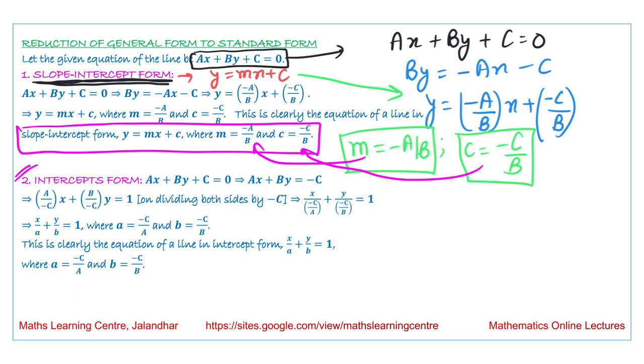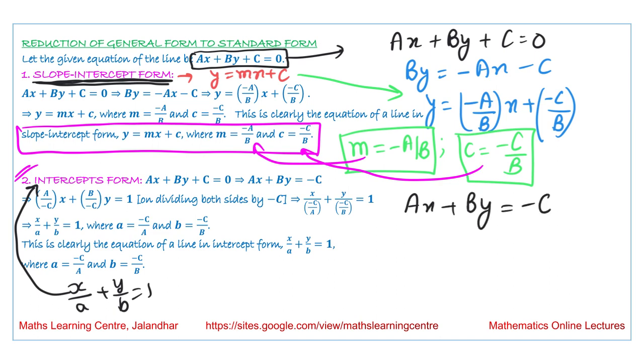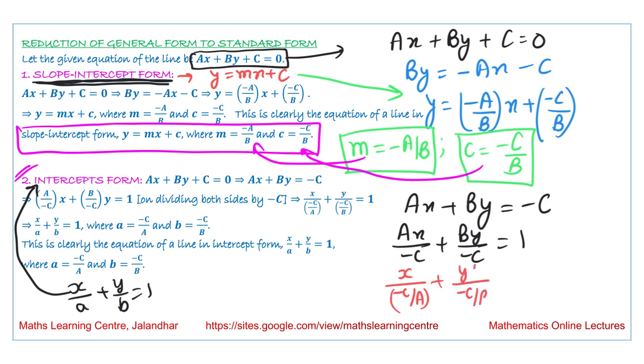Second form, it is intercept form. Intercept form we know, we have to write it in the form x over a plus y over b is equal to 1. This form is called the intercept form. We have the equation ax plus by is equal to minus c. We can write ax by minus c plus by minus c is equal to 1. So what we obtain from this is x over minus c by a plus y over minus c by b, that is equal to 1. This value we are saying is the x intercept, this value we are saying is the y intercept.